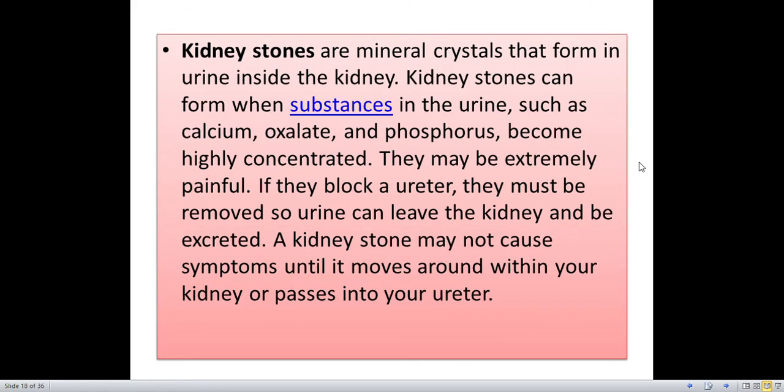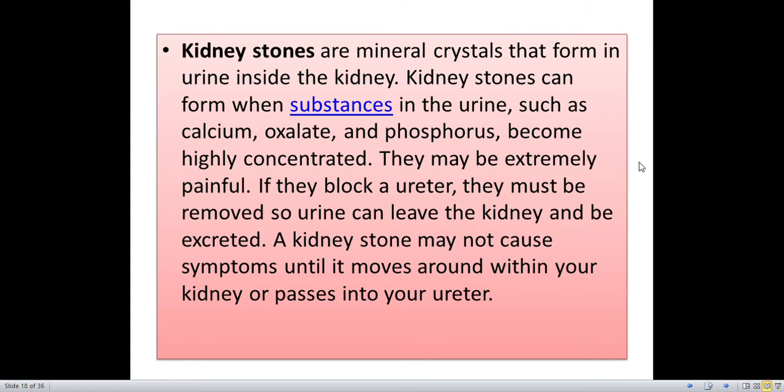Kidney stones are mineral crystals that form in urine inside the kidney. Kidney stones can form when substances in the urine such as calcium, oxalate and phosphorus become highly concentrated. They may be extremely painful. If they block a ureter, they must be removed so urine can leave the kidney and be excreted.